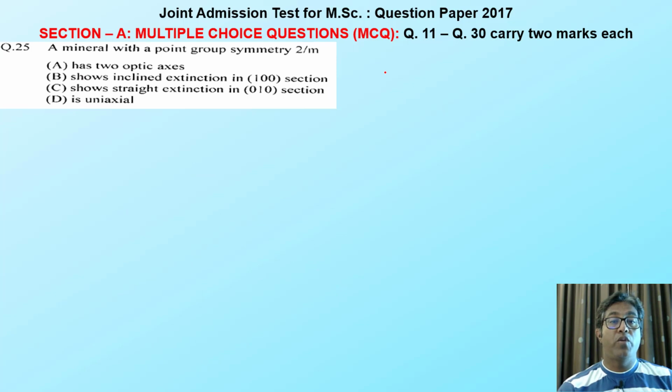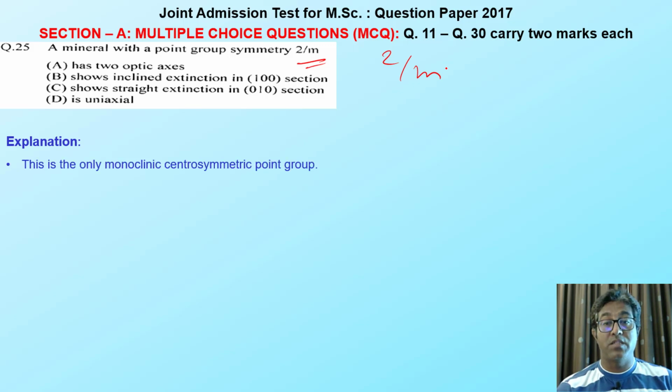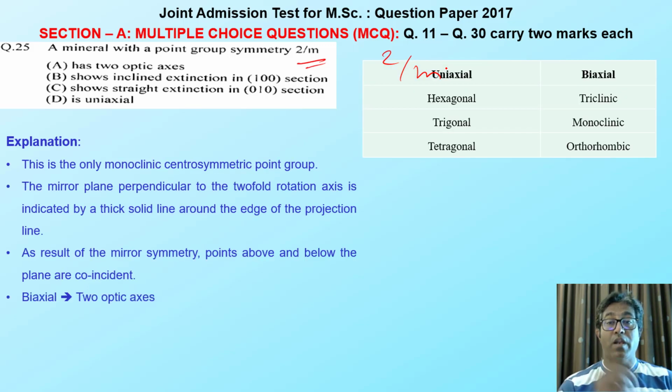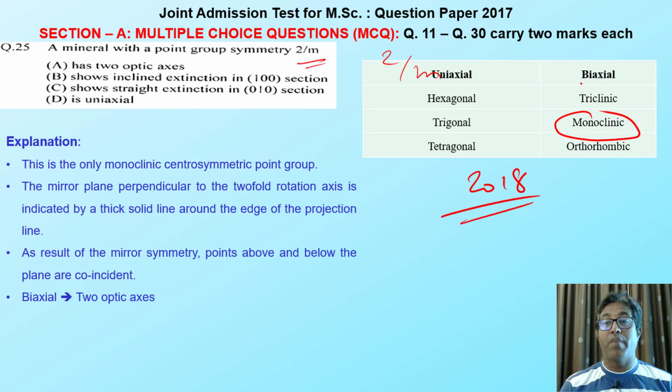A mineral with a point group, again, what do you mean by 2/m? 2/m is basically a monoclinic system. If you are talking about the monoclinic system, what I told you in the last 2018 lecture, the monoclinic comes in biaxial. Biaxial means what? Two optic axes. So my option is has two optic axes.